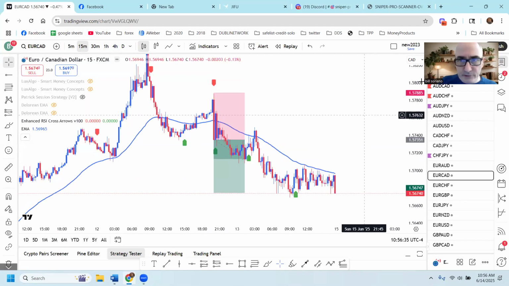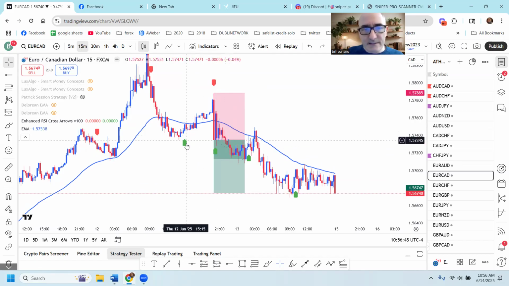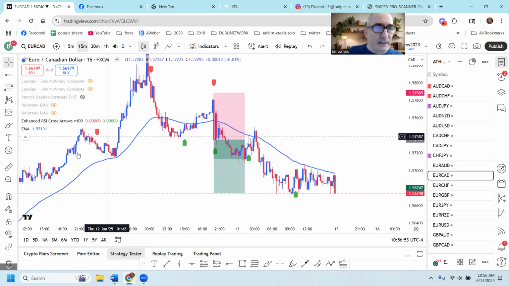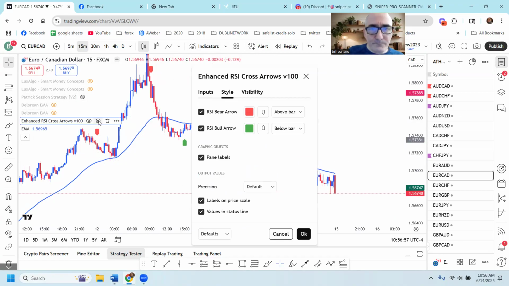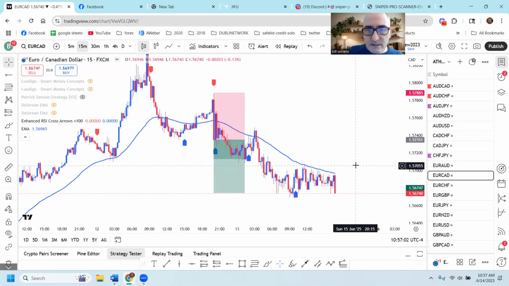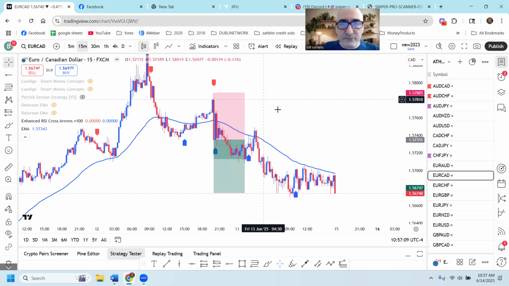TradingView here, and I'm just showing you, this is what the indicator looks like here on TradingView, right? And the red arrows obviously are for selling ideas, and the green arrows are for buying ideas. Now you can change these. I'm actually going to change this to blue because that's the color I'm using in my conditions. Okay. So that's going to be blue for buys, red for sells.